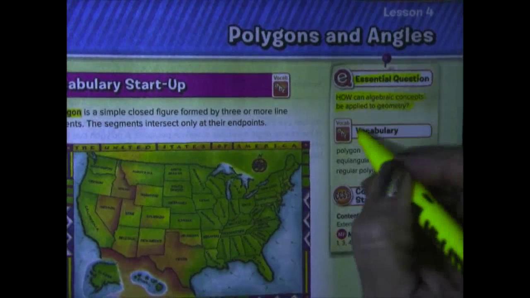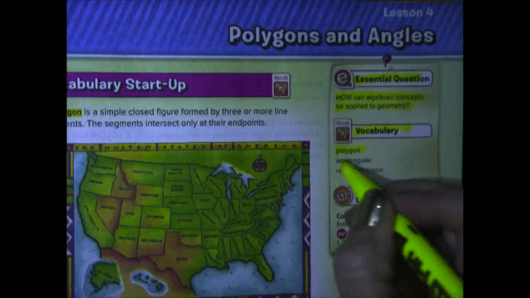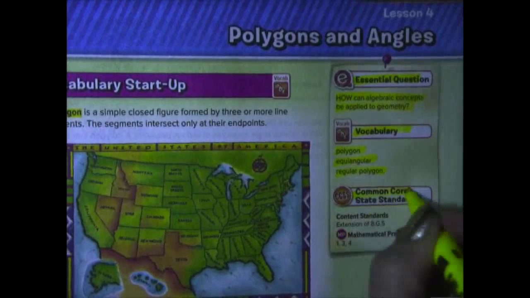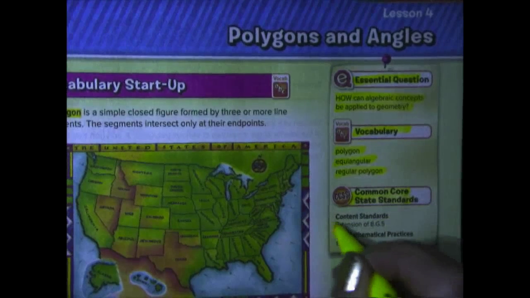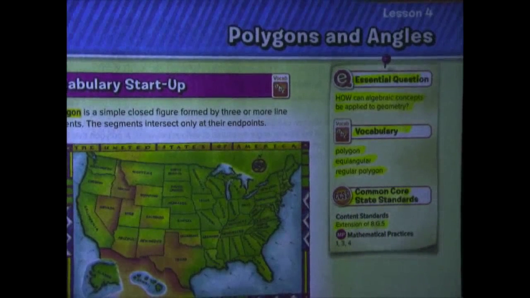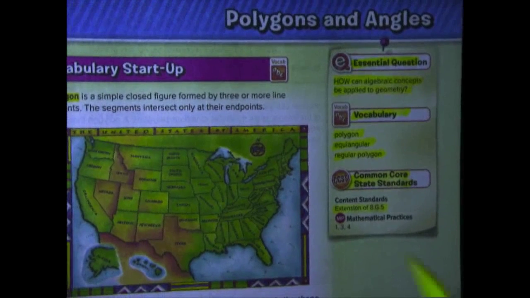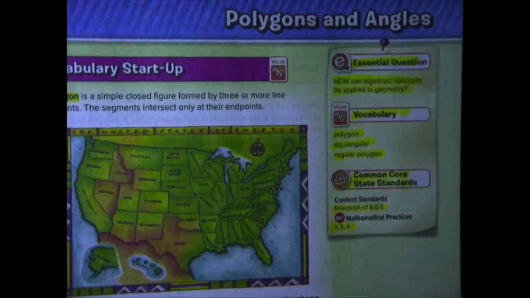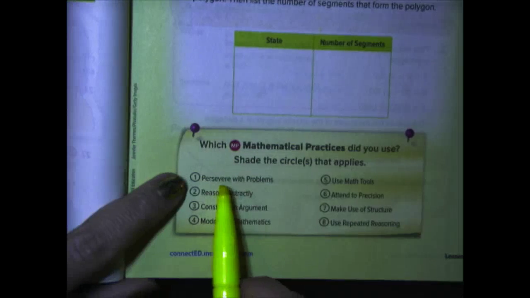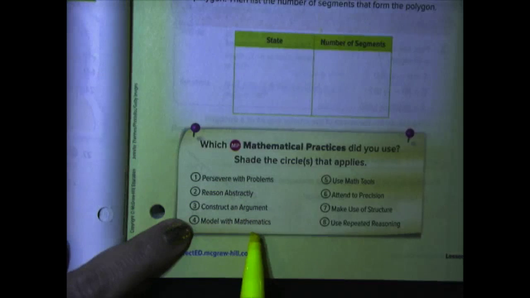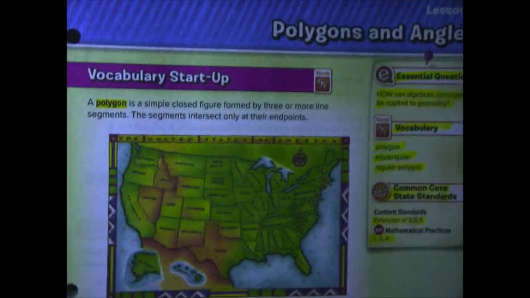Our vocabulary for Lesson 4 is polygon, equiangular, and regular polygon. Our Common Core State Standard is going to be an extension of 8.G.5, which means it's not exactly 8.G.5, but something that we're going to learn from that standard. And then we have mathematical practices 1, 3, and 4. Let's take a look down at the bottom. 1 is persevere with problems, 3, construct an argument, and 4, model with mathematics. So let's go back up to the top and see our vocabulary.